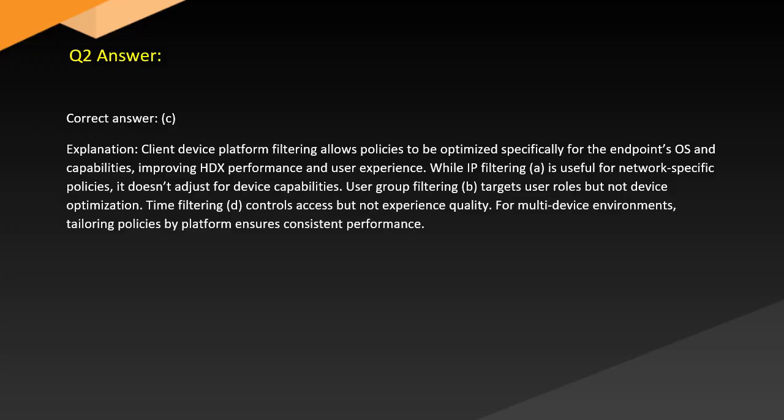User group filtering, B, targets user roles but not device optimization. Time filtering, D, controls access but not experience quality. For multi-device environments, tailoring policies by platform ensures consistent performance.